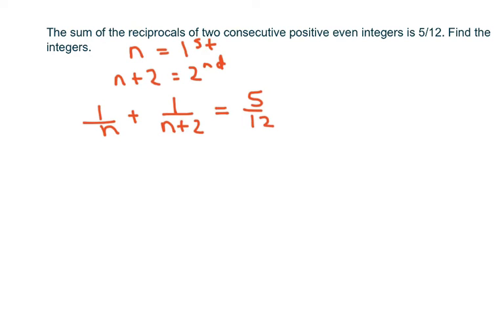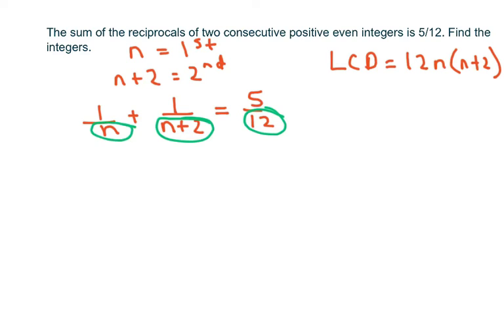All right, so here we're going to find the common denominator. And our LCD is going to be 12n times n plus 2. We have to take each piece here because they're all different. I'm going to multiply it. I'm going to just do it all together here. Times 12n times n plus 2.